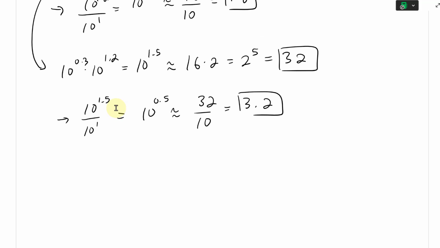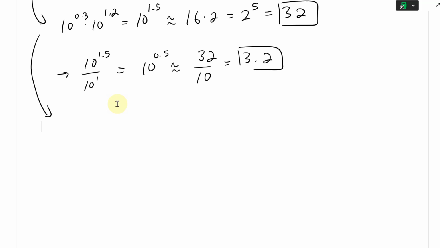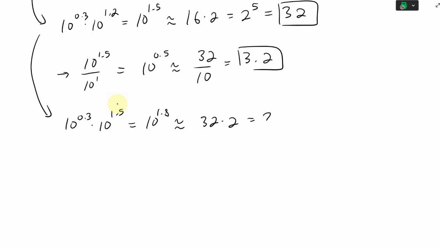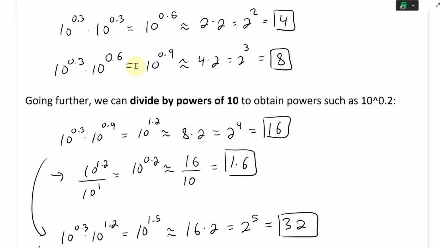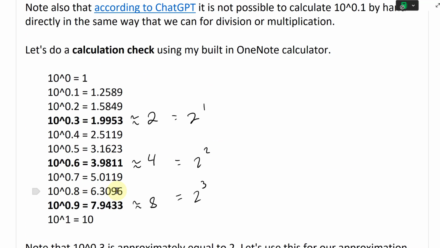Let's keep going like this until we get all the numbers from 10 to the 0.1 to 10 to the 0.9. So it's going to be quite a while. Let's go another one: 10 to the 0.3 times 10 to the 1.5. This adds up to 10 to the 1.8. And this is approximately equal to 32 times 2. Again, writing it in the other format, 2 to the 6, this equals 64. Like that. So again, we know that this is 10 to the 1.8 divided by 10 to the 1. This equals 10 to the 0.8. And then this is approximately equal to 64 divided by 10, which equals 6.4, like that. And again, scrolling back up, we get 6.3096 for 10 to the 0.8.